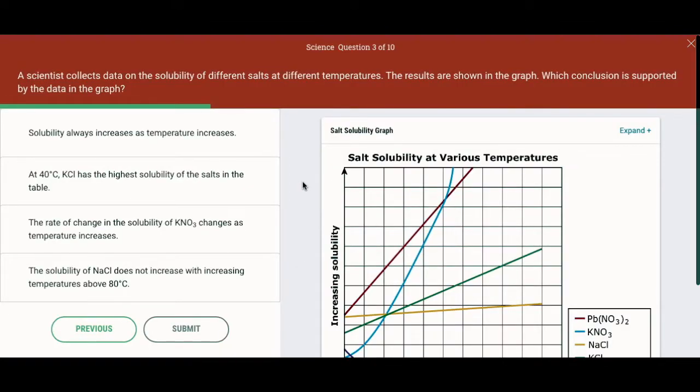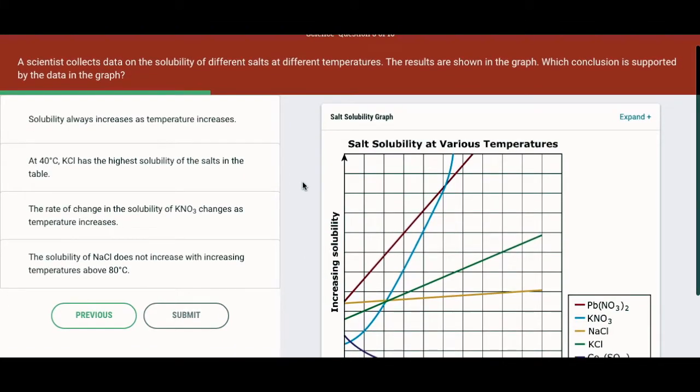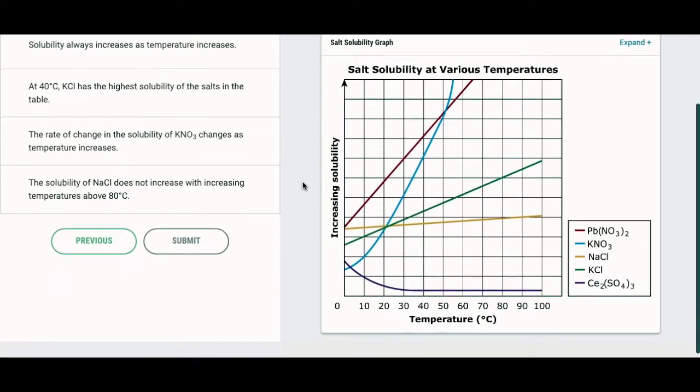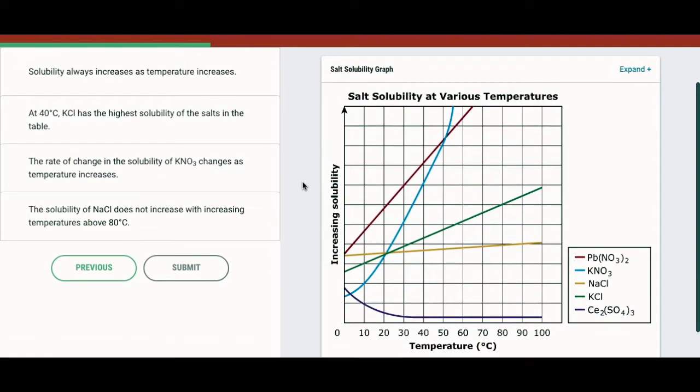So question 3 says, a scientist collects data on the solubility of different salts at different temperatures. The results are shown in the graph. Which conclusion is supported by the data in the graph? And so here we see the graph, so let's pause the video and try this out, and then we'll go over how to do it.